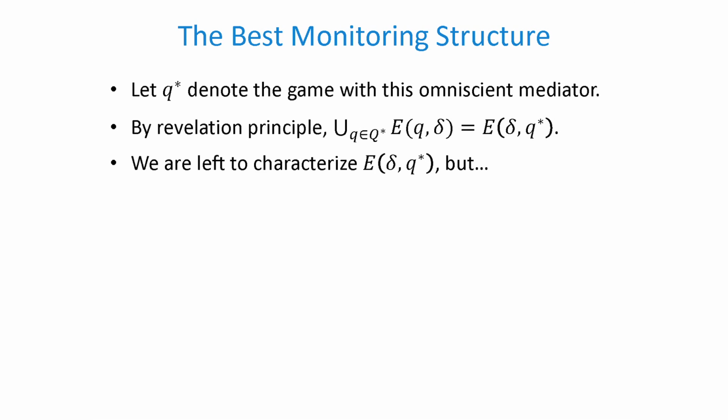And since we allow the monitoring to be history dependent, basically we can consider the signal distribution which mimics what the mediator does in this game. So what we can do with this mediator can be done with that history-dependent monitoring. So basically, we establish this equality. So what we have to do now is to characterize this set. That's the answer to the first question.